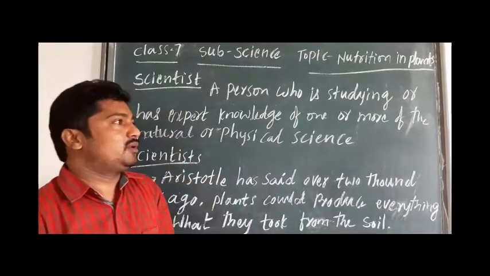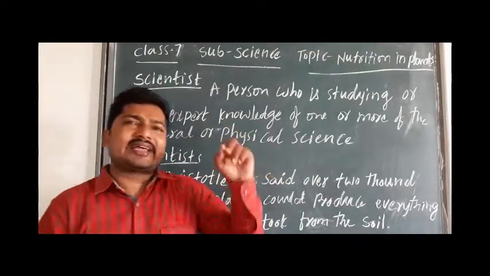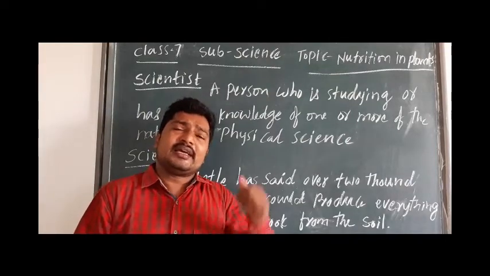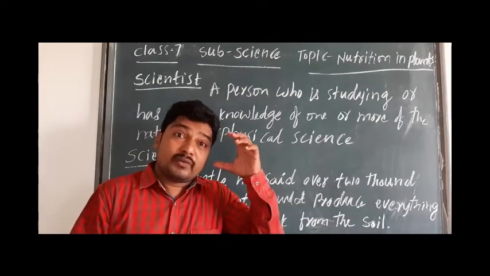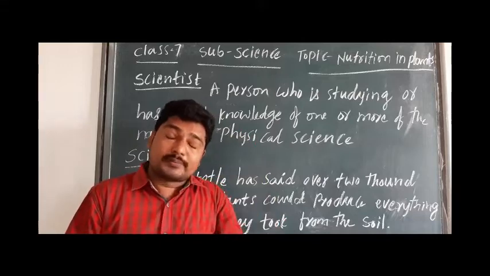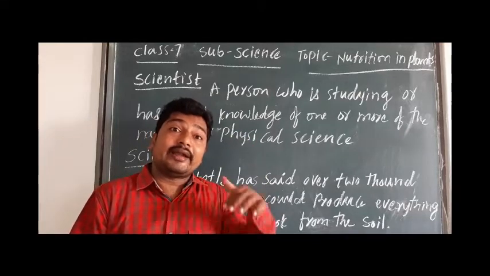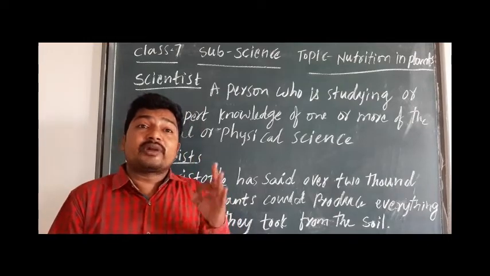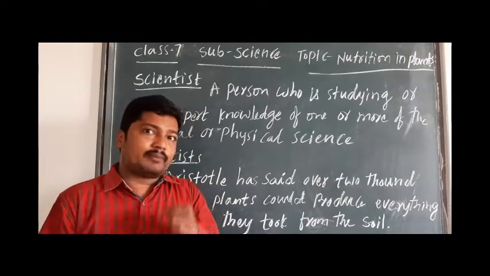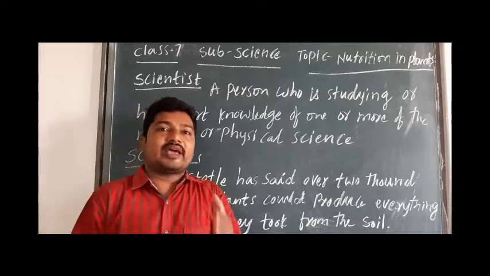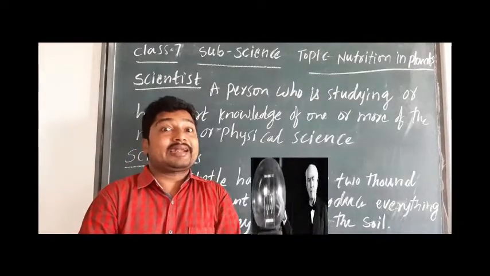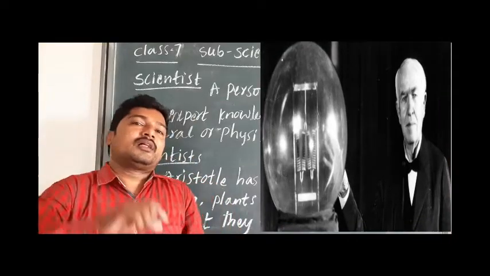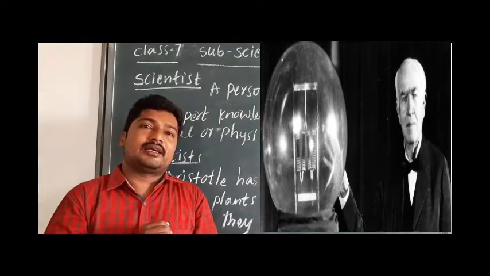For example, a scientist is not a simple thing. He has to study and work hard with the particular object until it is invented, and he has to do the work very seriously without disturbance. For example, last year we had the lesson on simple electricity. Do you remember? In that lesson, Thomas Alva Edison is there.